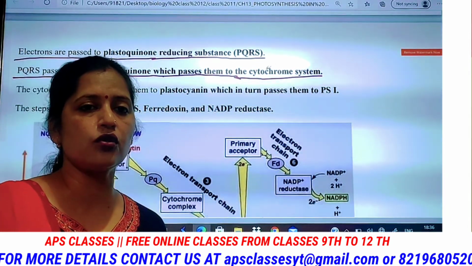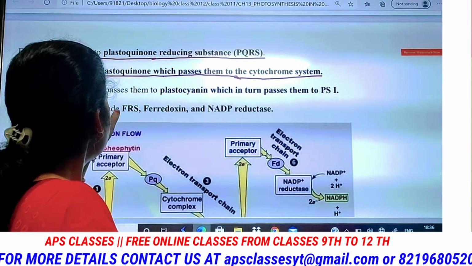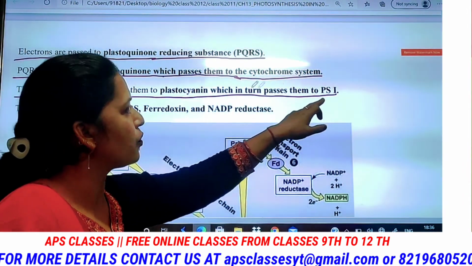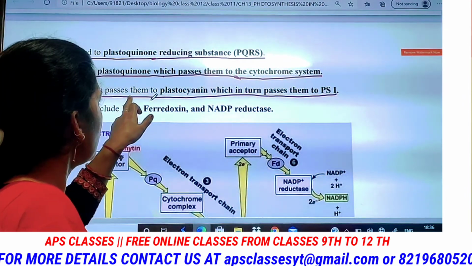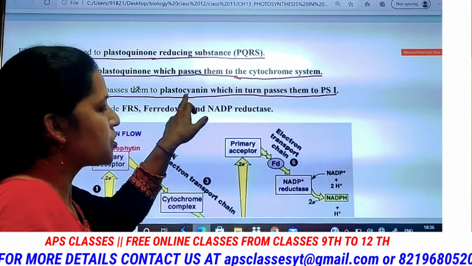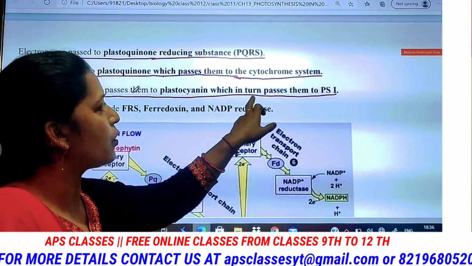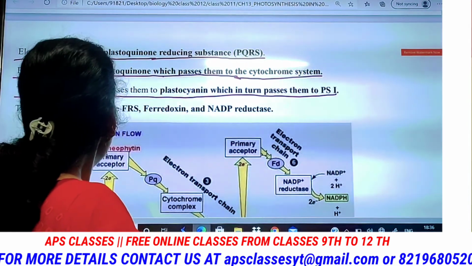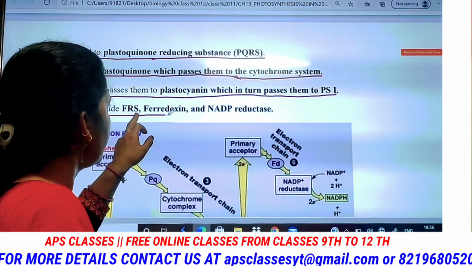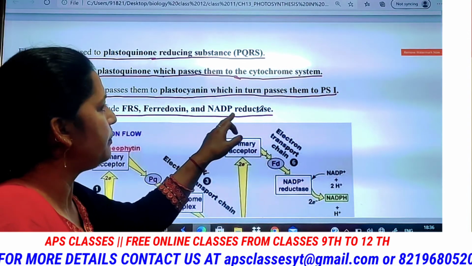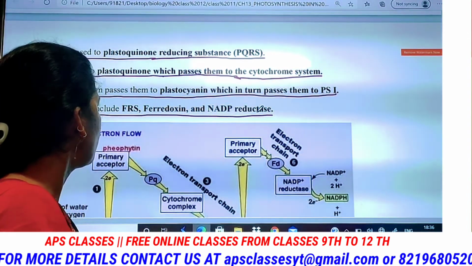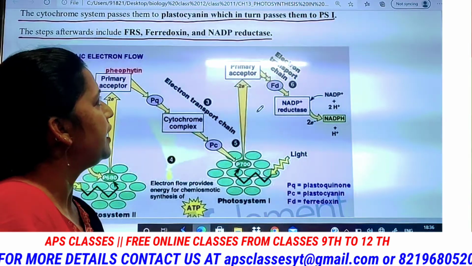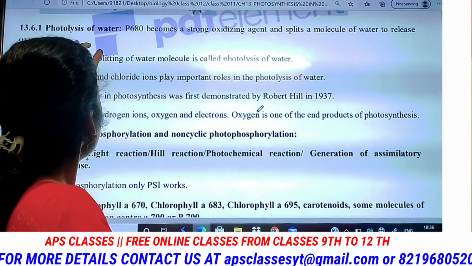They directly pass into the cytochrome system. The cytochrome system passes them to plastocyanin, which in turn passes them to photosystem 1. Now where will the cytochrome system pass them again? It will pass them into plastocyanin. After that, where will it pass them? After that they pass into photosystem 1. The steps afterwards include FRS, ferredoxin and NADP reductase. Now the steps afterward include the FRS, ferredoxin as well as NADP reductase.